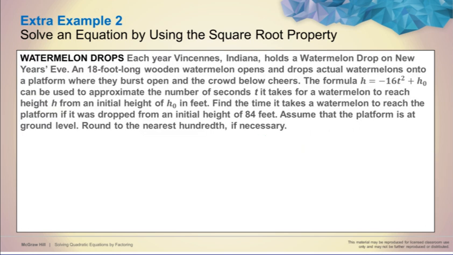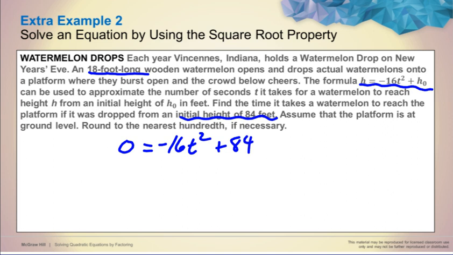Second one, they're doing the same thing, but with a watermelon. And our formula right here is the same formula as we did with our last problem, but here the starting height says the initial height of 84 feet. This 18-foot long wooden watermelon opens and drops actual watermelons. So this is just the machine that they're using. So the 18 feet does not do anything to the problem. So I need to find when does it hit the ground when the starting height is 84 feet.